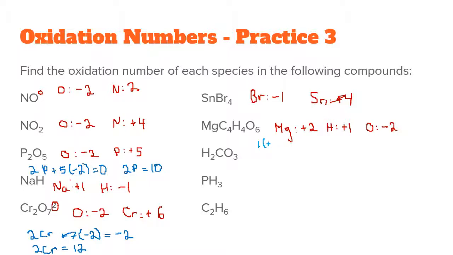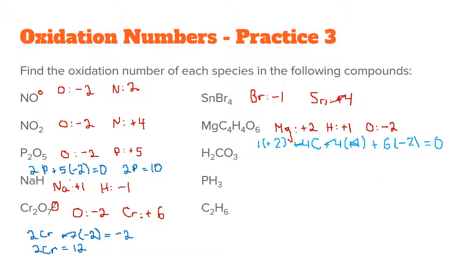Let's tidy that up here. 1 times the +2 plus 4 times whatever the carbon ends up being, plus those 4 +1 hydrogens, plus 6 oxygen with its -2, and that grand total has to equal 0.